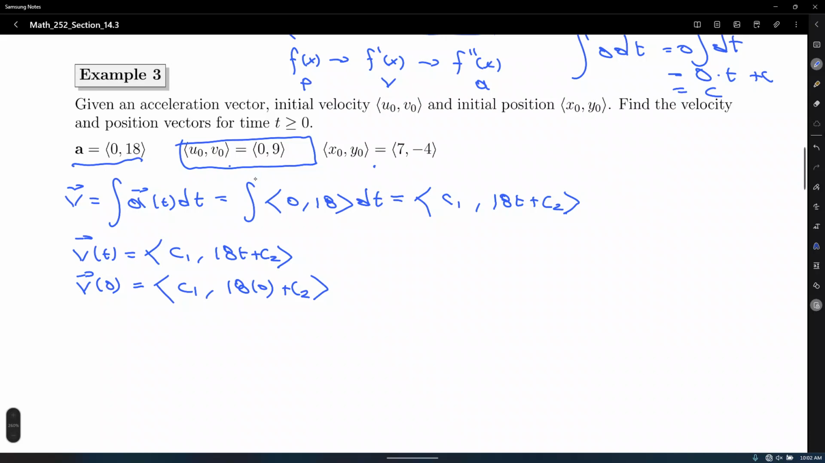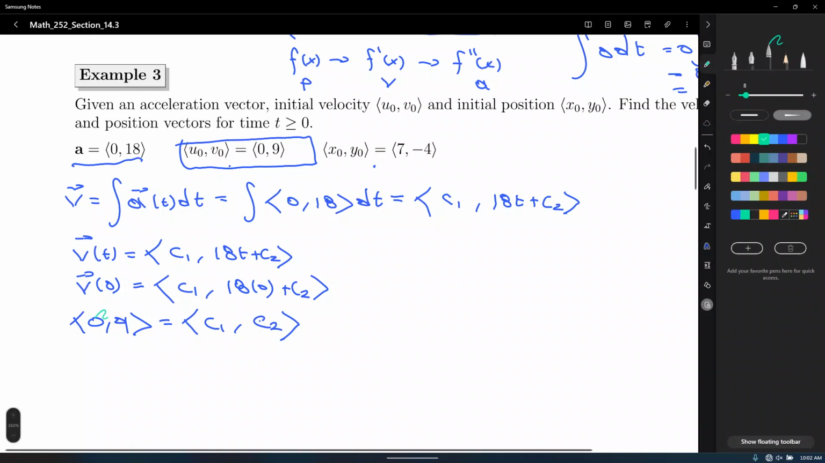Because this is v naught, that is 0, 9. That is c1, 18 times 0, which is simply 0 plus c2, right? And again, two vectors are equal if their components are equal. We use that property of vectors to equate components. This means 0 equals c1 and 9 equals c2. So c1 equals 0, c2 equals 9. All right? Now here is the thing.